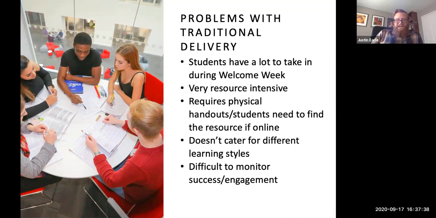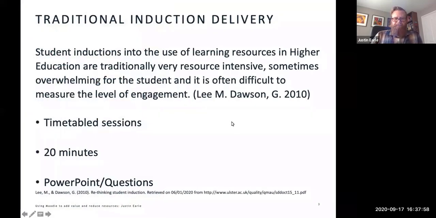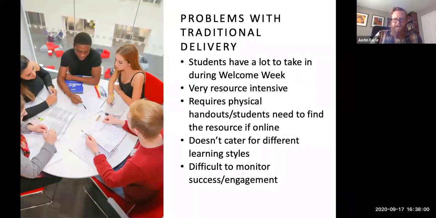Obviously, as I've mentioned, it is very resource intensive to do the delivery in this one-to-one function in the classroom. Sometimes it also requires a physical handout because students who are unprepared would need to know where to go to find the resource online. It doesn't cater for different learning styles either, and it's very difficult to monitor any success or engagement in the sessions itself.